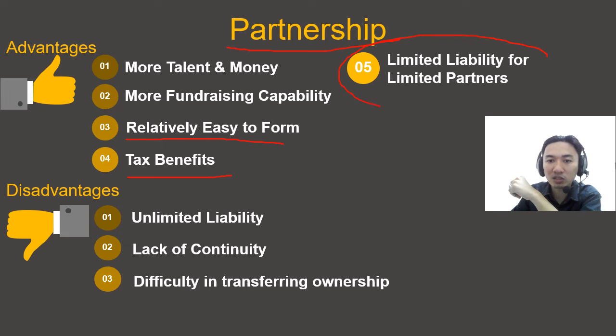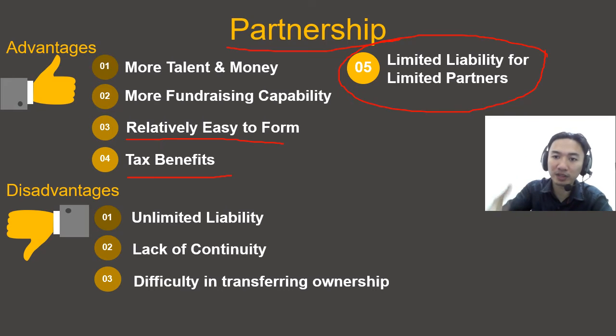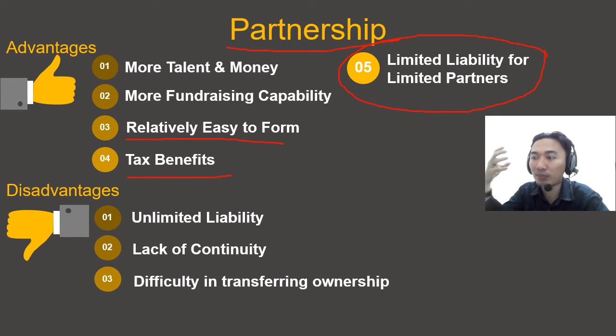The last advantage is only for the limited partner. The general partner does not have this advantage. The advantage is limited liability for the limited partner. If you are a limited partner who only invests money, as a sleeping partner, and the business does not work and closes down, even if it incurred a huge amount of debt, the limited partner does not have to pay for all the debts. The limited partner might only lose the money they invested initially. That's it.